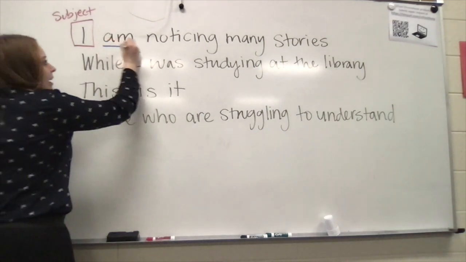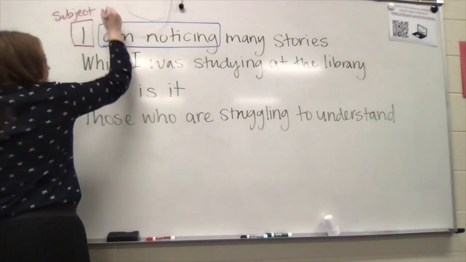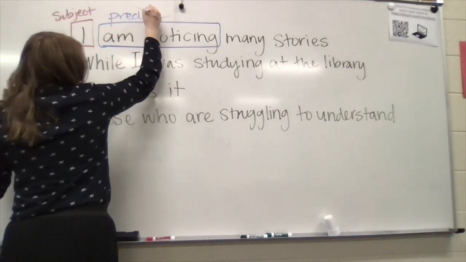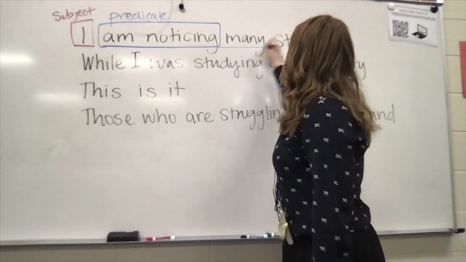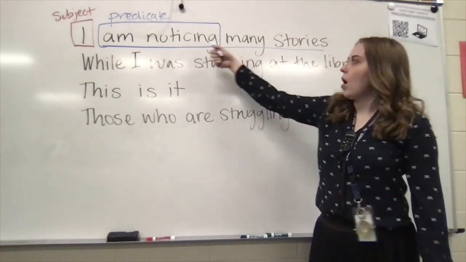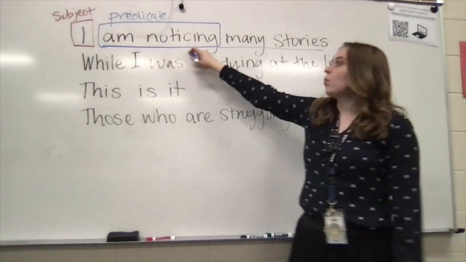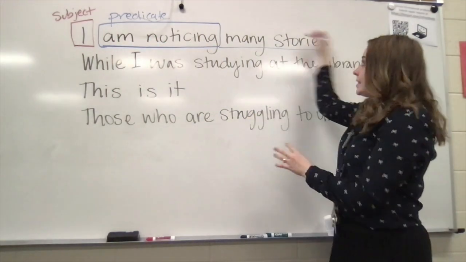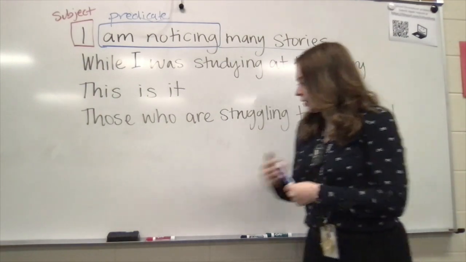So am noticing is kind of like a two-part verb. I am noticing many stories. So this whole thing is actually the predicate, because this is the object of the verb, but just focus on, yep, we've got a subject and we have what the subject is doing. This is an independent clause. It can stand on its own.